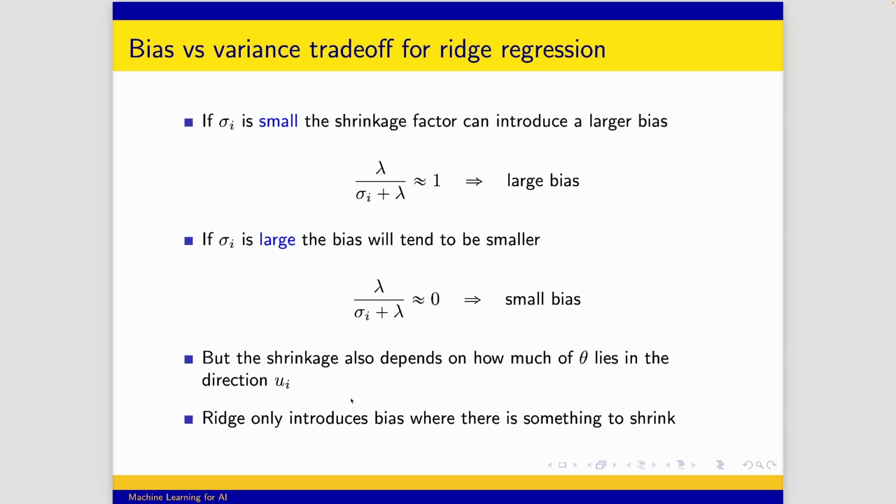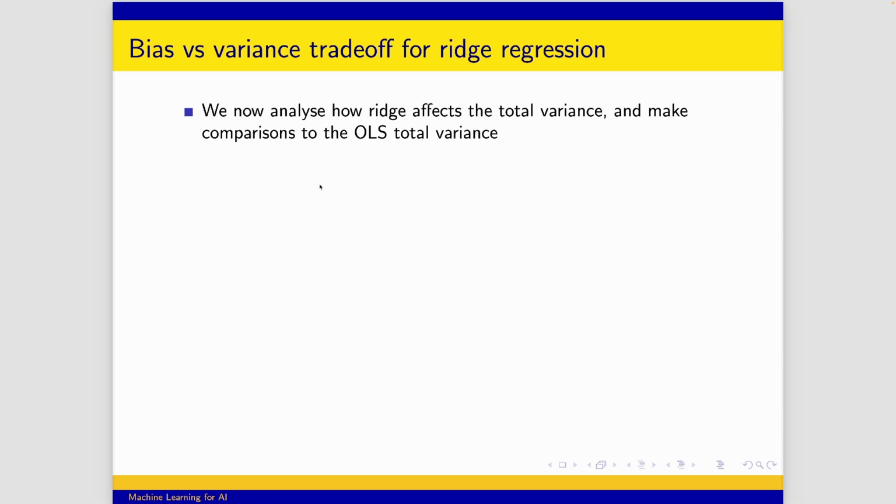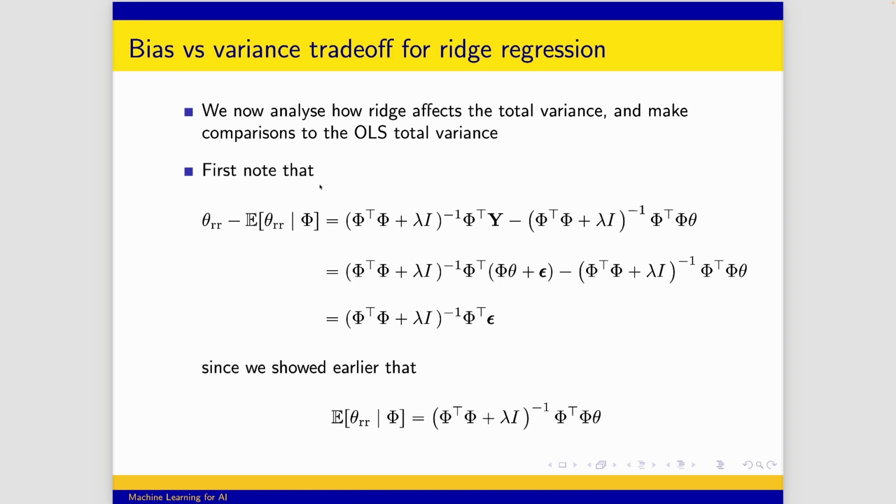But generally speaking, what ridge will do is it will shrink very aggressively in those directions where sigma i is small, where we have small eigenvalues. And I will come back to this later because this relates to instability and multicollinearity. So let's now move on to how ridge affects the total variance. First, let's calculate the following. What is theta minus its expected value, conditioned on phi?